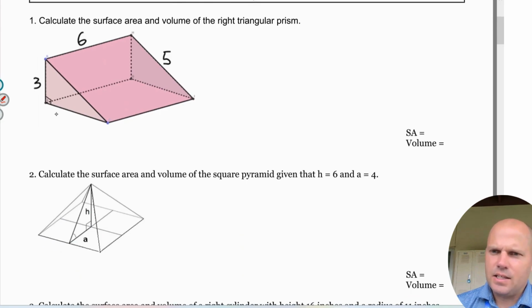Guys, this is a triangular prism, which is a 3, 4, 5 right triangular prism. How do I know that it's 3, 4, 5? I use the Pythagorean theorem to find it: 3 squared plus b squared equals 5 squared. It's got a height of 6.